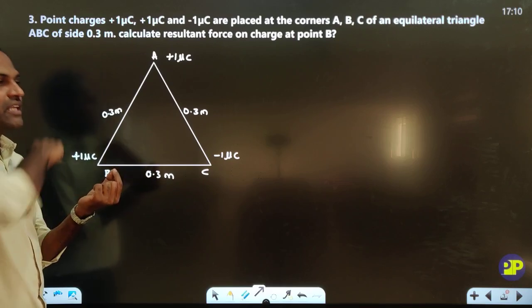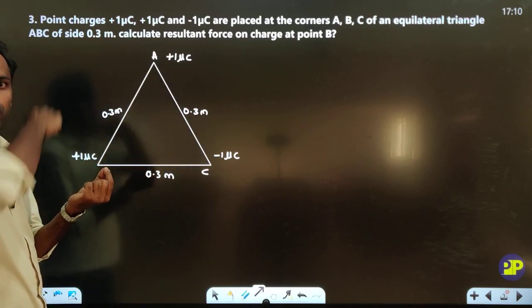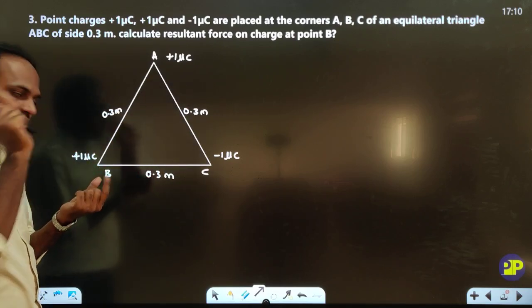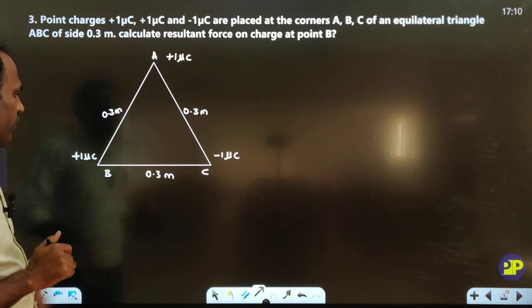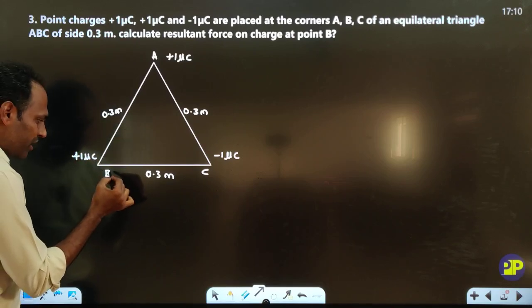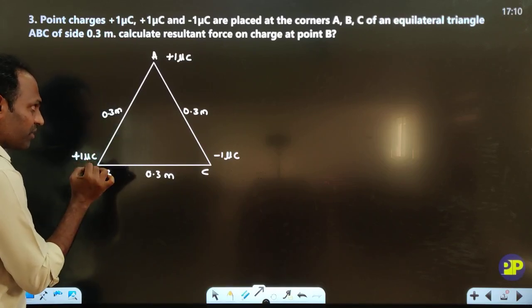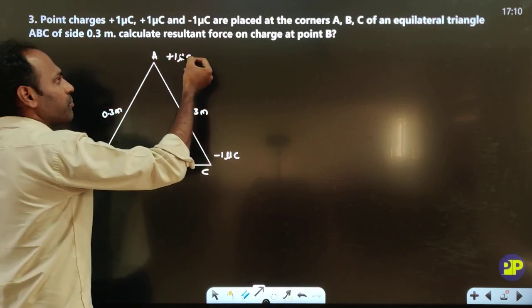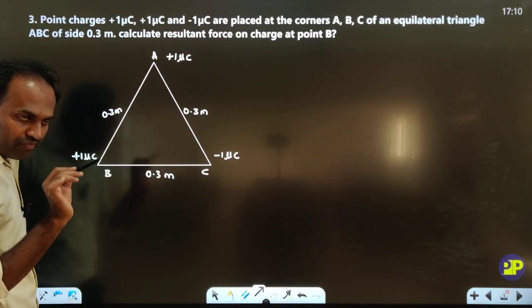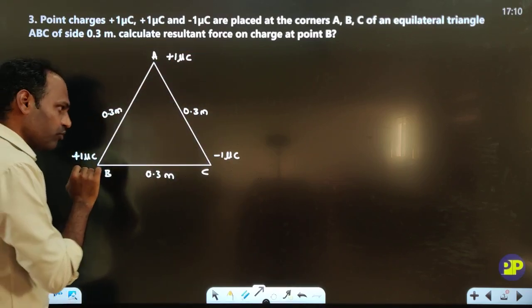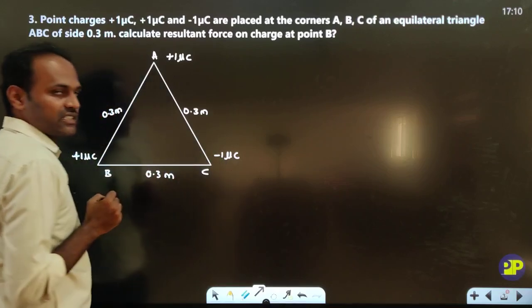will be acting depends on how many charges are there in its surrounding. As many charges as there are in its surroundings, that many forces will be acting on it, right? Okay, now look, on the +1 microcoulomb charge at point B, there will be a force acting due to the +1 microcoulomb charge which is at A, and there will be a force acting on this due to the -1 microcoulomb charge which is at C.